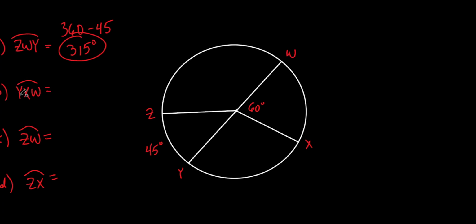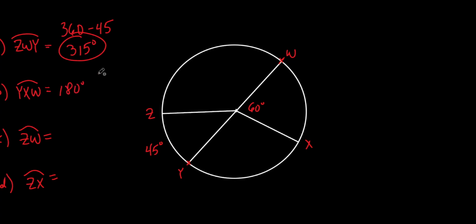What do they represent? So here we go, Y, X, W. There's Y, there's X, there's W. Oh, that's an easy one. What's arc YXW? This arc from here all the way to here. It's 180 because it goes from one end of the diameter to the other end of the diameter. So that's got to be 180 degrees.